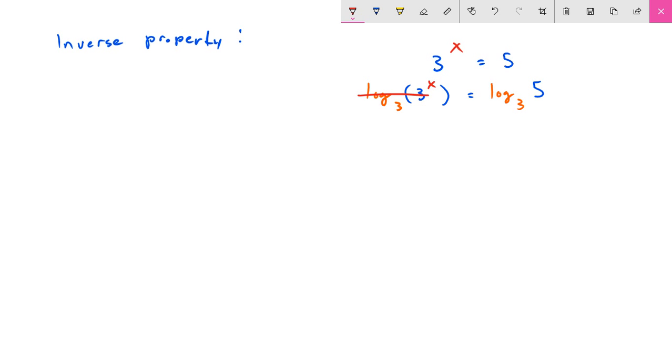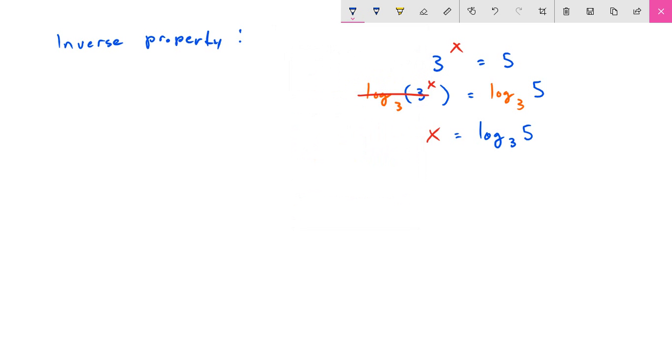So if that log base 3 cancels out the base of 3, what's left? x. And then we have x equals log base 3 of 5. And this is just to illustrate the inverse property of logs. Because the log base of something is going to cancel out a base of that same number.